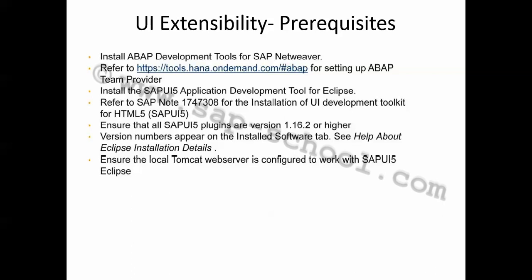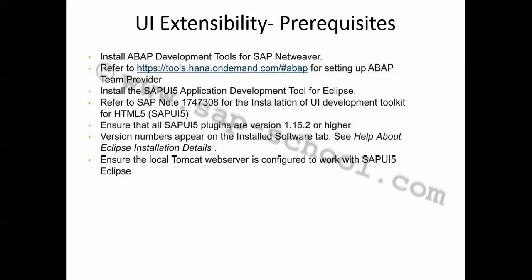Then these are certain prerequisites which are required for the UI extensibility. We have to install the ABAP Development Tools for SAP NetWeaver. Then we have to refer to this area for setting up the ABAP team provider. Then we have to install the SAP UI5 application development tool for Eclipse. We have to refer to the SAP Note for the installation of the UI development toolkit for HTML5.